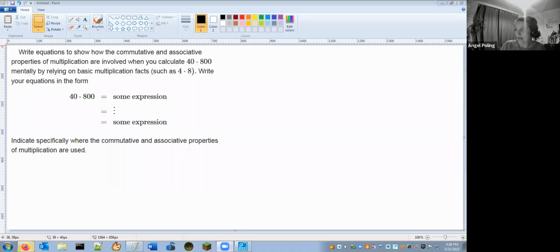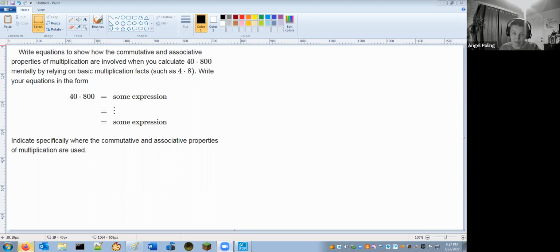All right, write equations to show the commutative and associative properties of multiplication to show how they are involved when you calculate 40 times 800 mentally by relying on basic multiplication facts, such as 4 times 8. Write your equations in the form of 40 times 800 equaling some expression, which equals another expression, which equals another expression, which is your answer. Indicate specifically where the commutative and associative properties of multiplication are used.